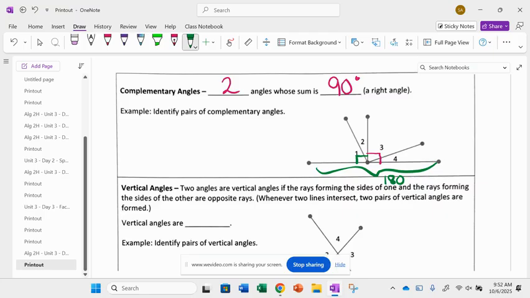Perfect. All right, let's identify pairs of complementary angles. Those are two angles that add up to 90 or a right angle. Stella, give me one pair. Perfect. Angle 1 and angle 2. There's one more pair. Angle 3 and 4. You got it. Yes, I wrote these badly.